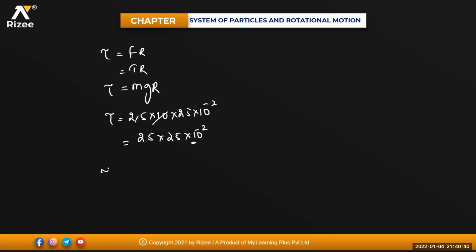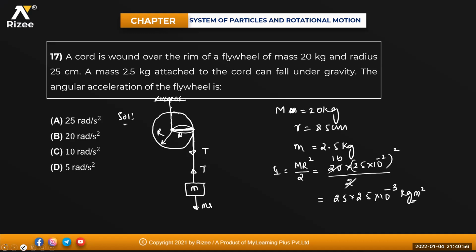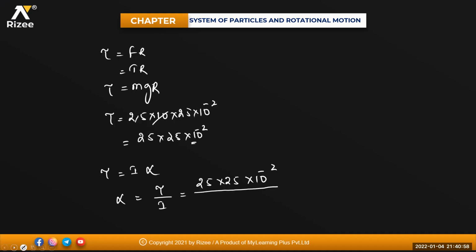The question is asking for the angular acceleration. So tau is equal to I into alpha, so alpha is equal to tau divided by I. The tau value is 25 into 25 into 10 power minus 2, divided by the moment of inertia, which I got as 25 into 25 into 10 power minus 3. 25, 25 get cancelled. This is 10 power minus 2 into 10 power plus 3, that means it will be equal to 10. Very good, 10 is the answer. But the units are radians per second square.